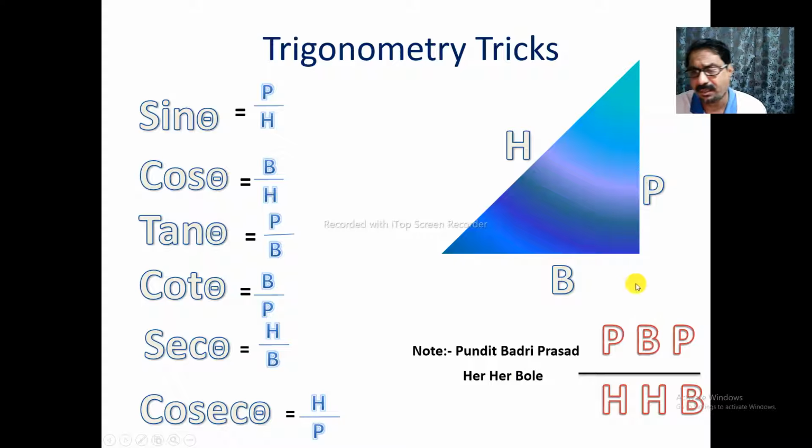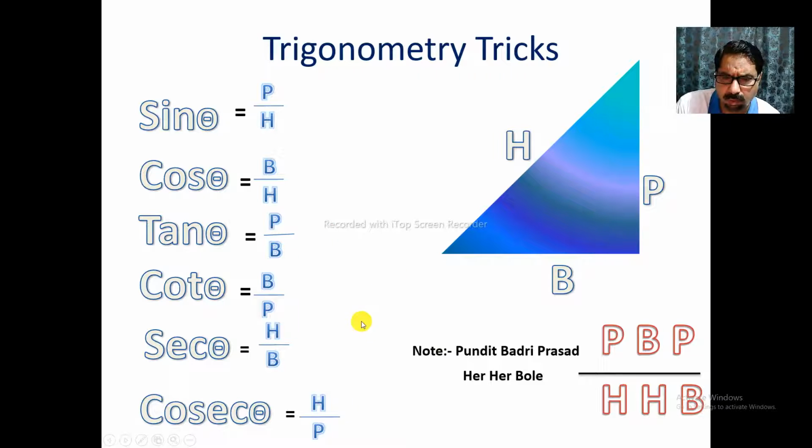And how will you remember it? There is a small phrase: Pandit Badri Prasad har bole. Like that you remember: the first two are for sine, these two are for cos, and these two are for tan. This is opposite by hypotenuse, and this is adjacent by hypotenuse, or you can call it base by hypotenuse, and tan theta is opposite by adjacent. Okay, now I'll proceed with the second one.